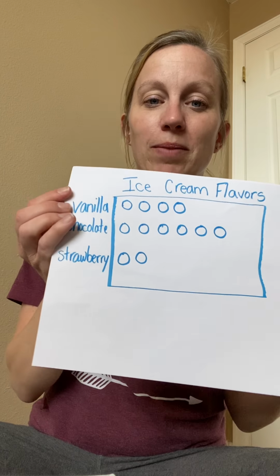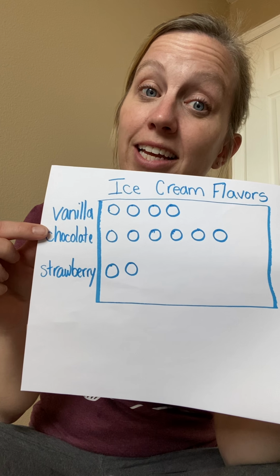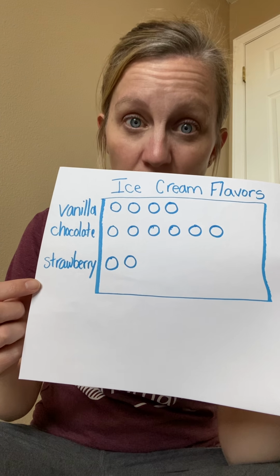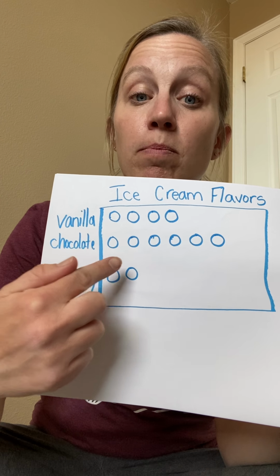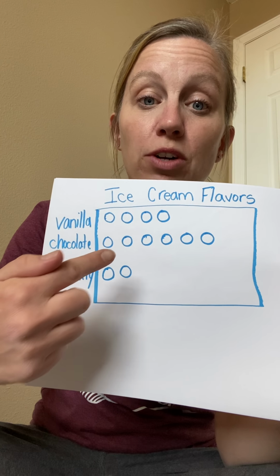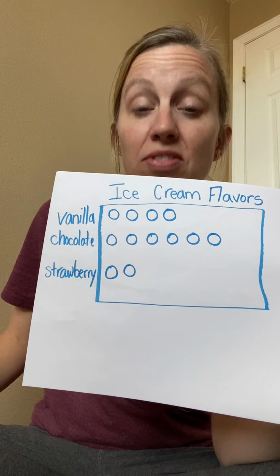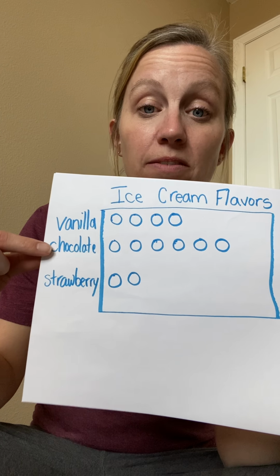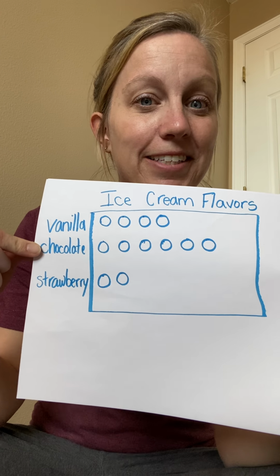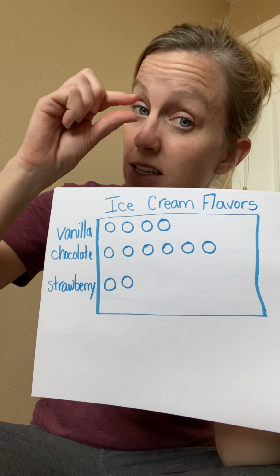So I just made a quick one. Ice cream flavors. We've got 3 flavors. We have vanilla, chocolate, and strawberry. Now, obviously, we know that the most favorite is the one that we have more than any of them. So this is a pictograph. So these little circles are the little pictures that help us know how many people chose that flavor. Now, our most favorite would be chocolate. I'm not surprised.